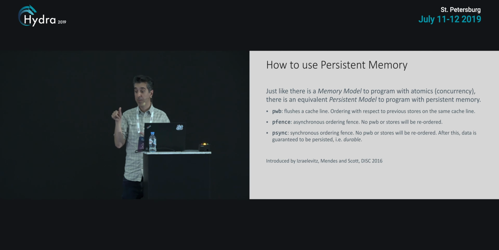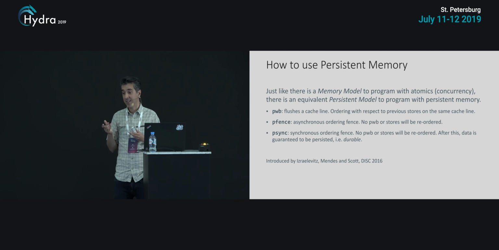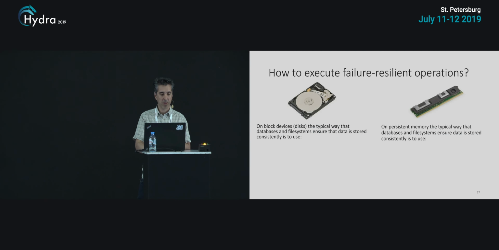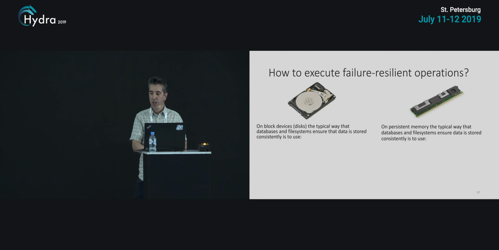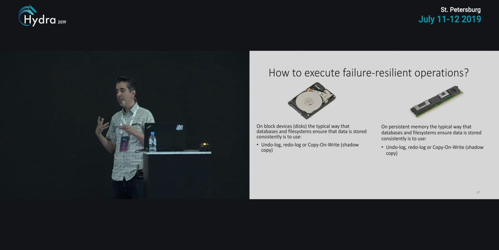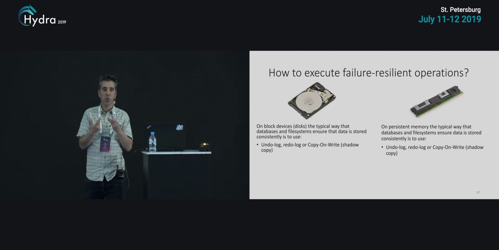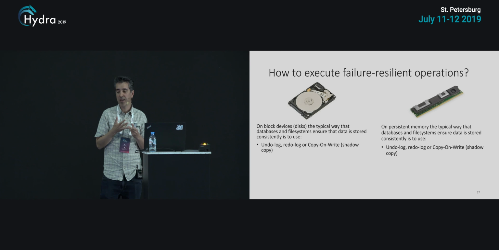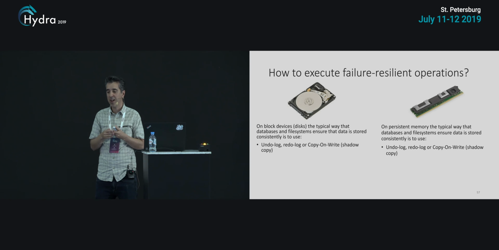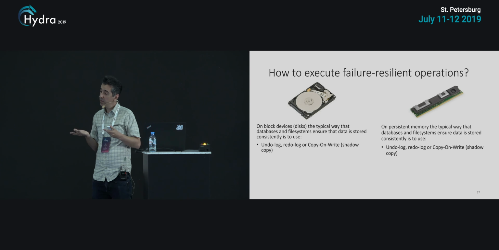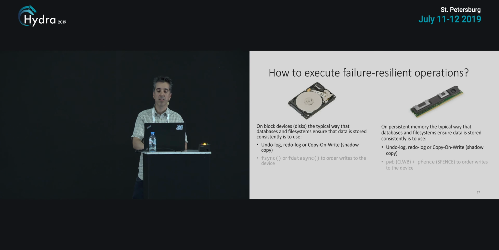Well, again, the paper by Izraelevitz, Mendes, and Scott describes what fences you need to do. I'm going to skip that a bit. Just so you see the similarities between persistent memory and block storage, when you want failure resilience on block storage, so when you want to implement a file system or a database, you typically use one of these techniques: undo log, redo log, or copy-on-write. And for persistent memory, it's the same thing. You use the same techniques.